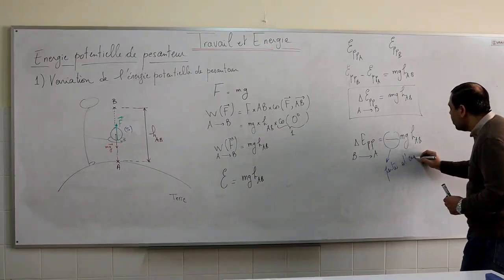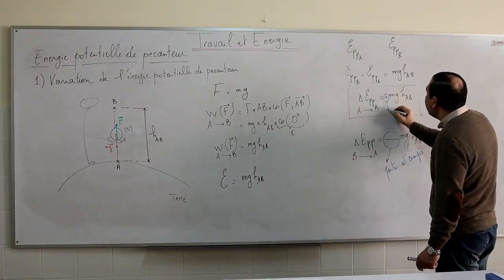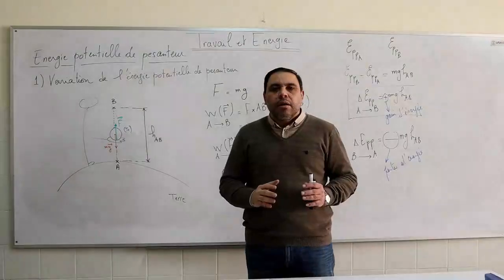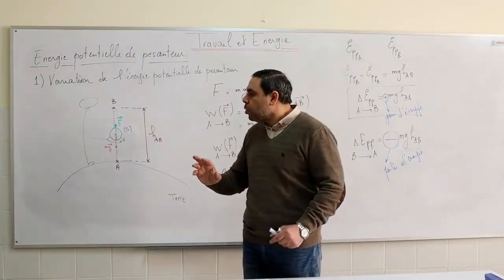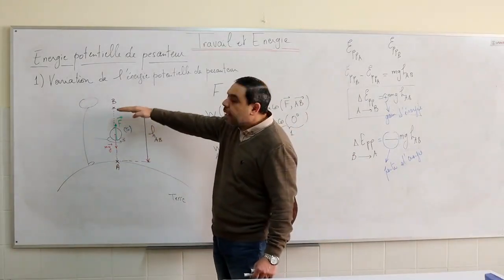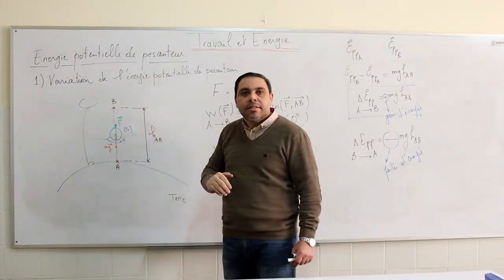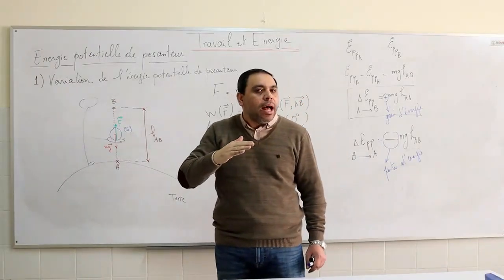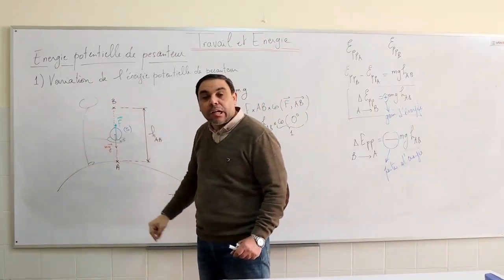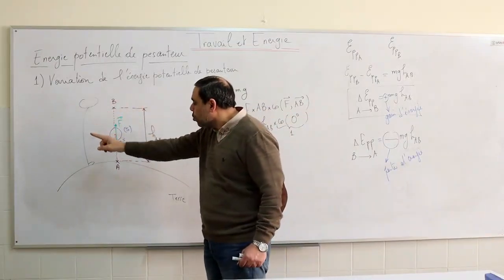The positive sign in the variation signifies a gain in energy. In conclusion, the gravitational potential energy of the system S-Earth increases during the rise of S and decreases during the fall of S. That is to say, when S moves away from Earth, the gravitational potential energy increases, and when S approaches Earth, the gravitational potential energy of the system S-Earth decreases.